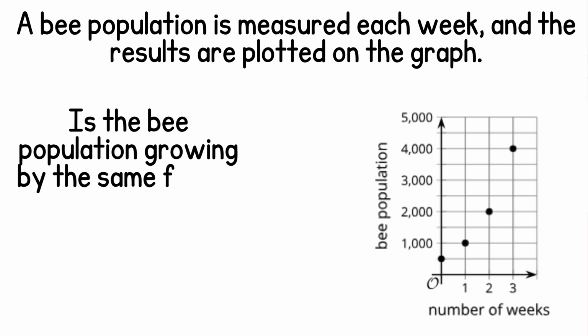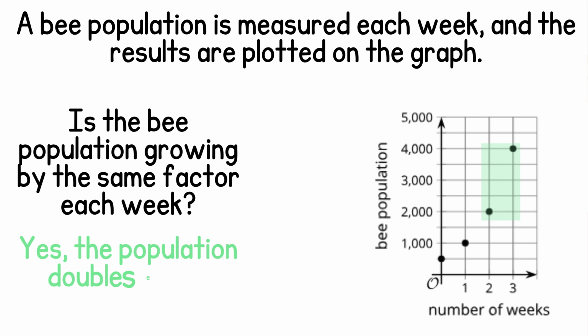Is the population growing by the same factor each week? So we'll look at each interval and decide how much it's going up to see the factor that it's growing by each week. Between the values when x is 0 and 1, it went from 500 to 1,000. Between the values of 1 to 2 weeks, it went from 1,000 to 2,000. And then in the last interval of 2 to 3 weeks, it started at 2,000 and went up to 4,000. So it looks like in each interval, the population was doubling every week.